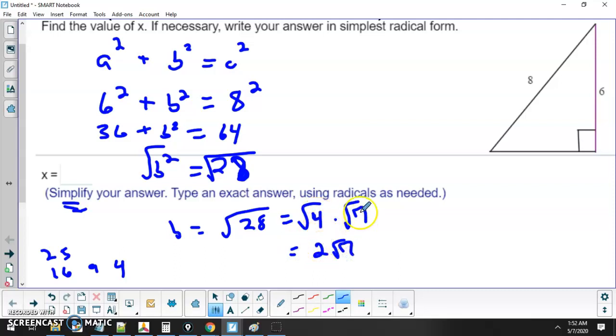Okay, square root of 4 is 2. The square root of 7 stays stuck underneath the radical. All right, so anytime you have a pretty big number underneath a radical, you should try to split it up into a perfect square, one of these ones that you can actually do the square root of, and a non-perfect square. All right, so there you go. There's the correct answer for the missing side.